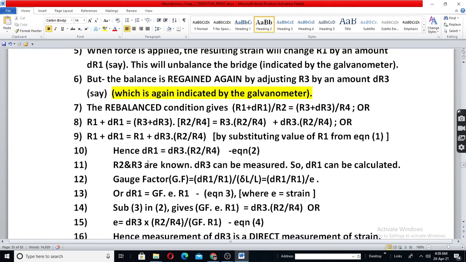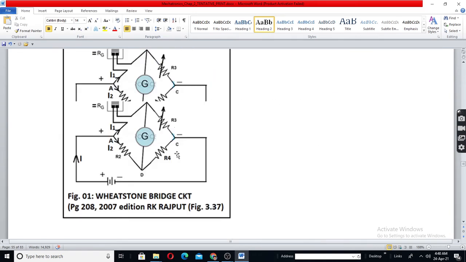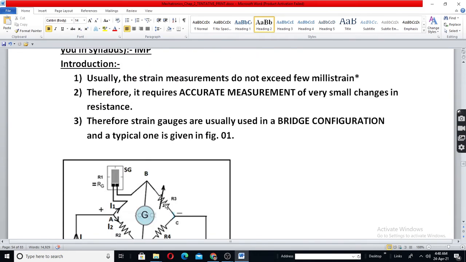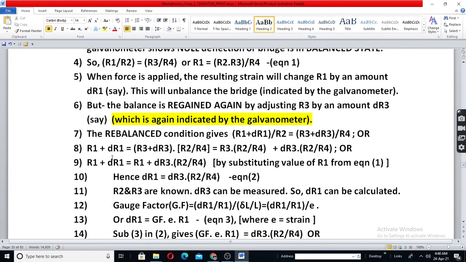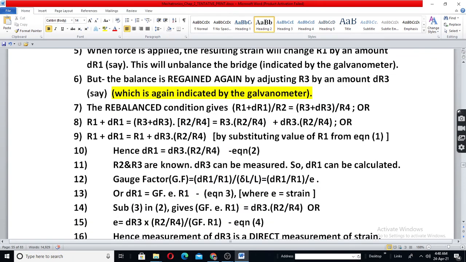You will get the change in R1 as equal to the change in R3 into the ratio of the bridge. The ratio of the bridge is R2 by R4. So if dR3 is known, and you know R2 and R4, you can measure dR3 because it is a standard resistance. So you can measure dR1 directly, which is proportionate to the value of force.